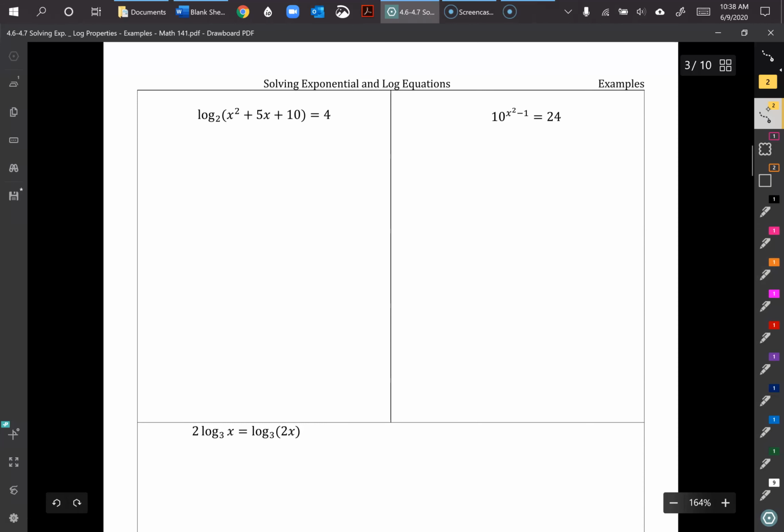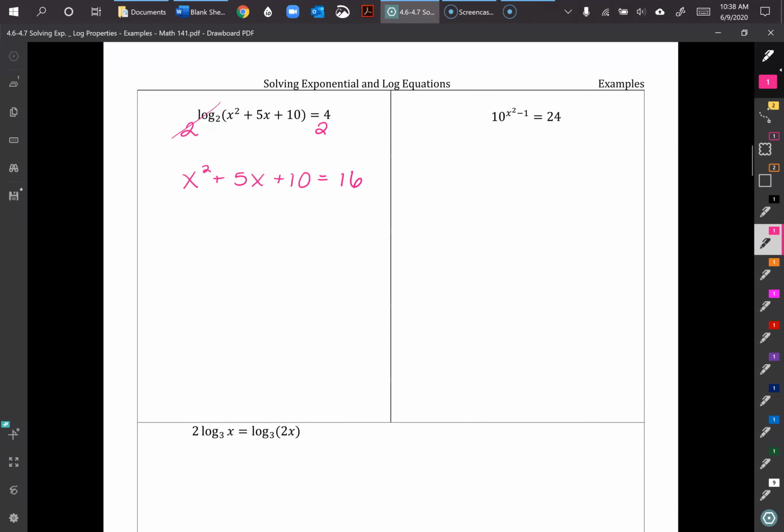If you want to try that on your own, go ahead. It's a quadratic that it comes out to be. So this would end up being x squared plus 5x plus 10 equals 2 to the 4th, which is 16. So then we have to solve it out. You can pause and do that on your own if you want. x squared plus 5x minus 6 equals 0. Then we can factor. We get x plus 6, x minus 1 equals 0.